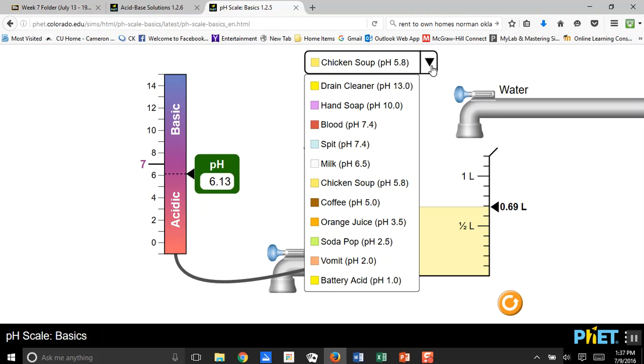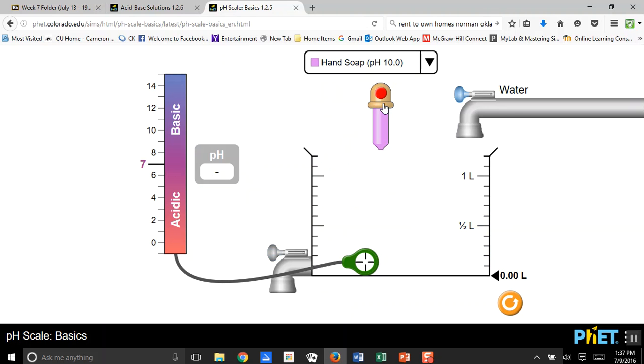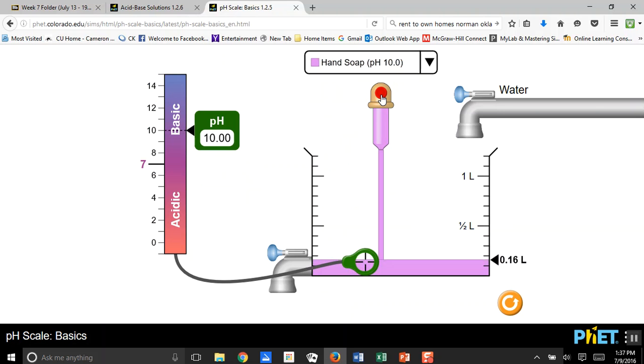You can also look at a base like this, hand soap. You saw that as a base, did you? Look at hand soap. Put some purple hand soap in here, and get that pH meter covered up right down here in a little green thing. You can move this around if you like, whatever you want to do. The pH is 10, and what's going to happen now if I put water into here?